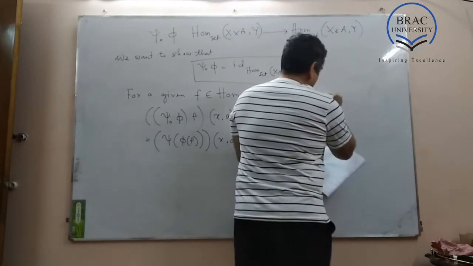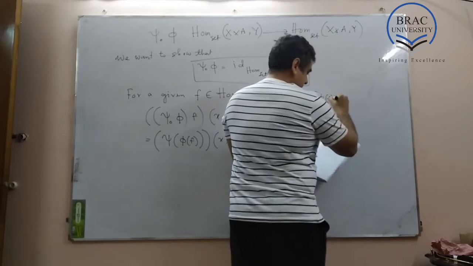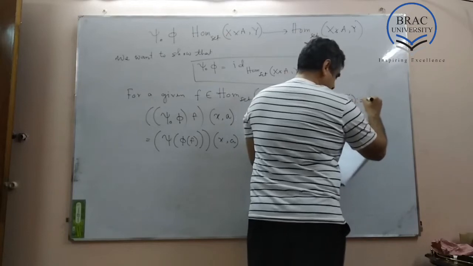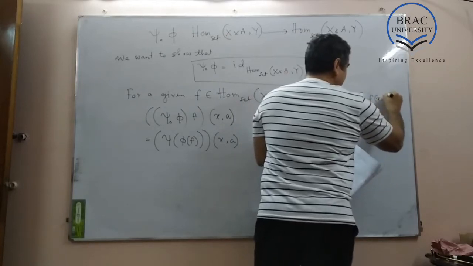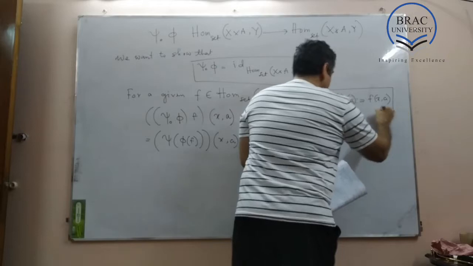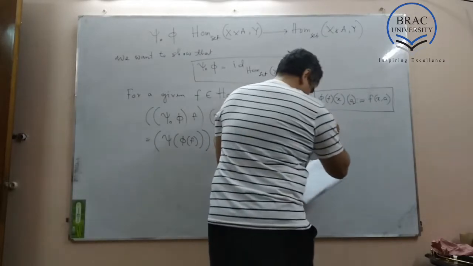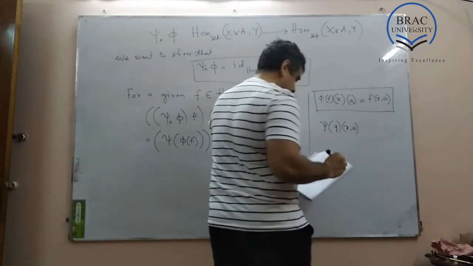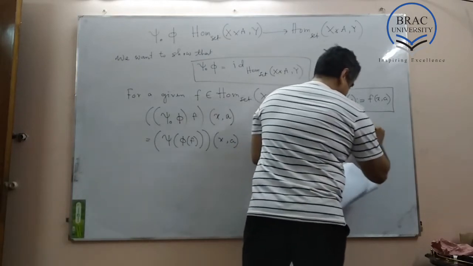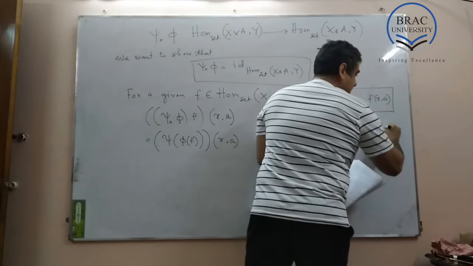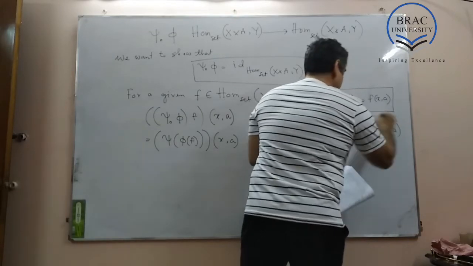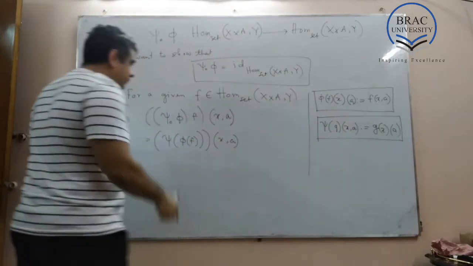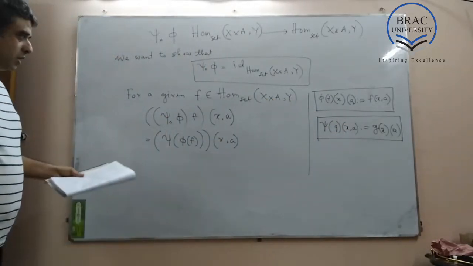So phi of f acting on x and acting on A was defined as f of x comma A. That was the first box. And the second box was psi of g acting on the ordered pair of x comma A, defined as g of x of A. These were the two definitions. We're going to use those definitions here along the proof.